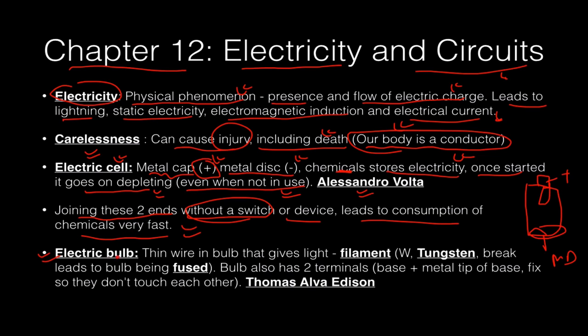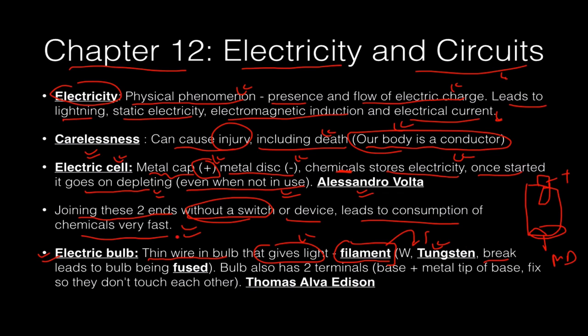Now electric bulb. The thin wire in the bulb that gives light is called a filament. पहले होते थे बल्ब, अब तो आपके ज़माने में नहीं होते होंगे. Now this filament is made up of W, which is called tungsten. W is the chemical symbol, periodic table में. Tungsten has the highest melting point. Since tungsten has the highest melting point, it becomes extremely difficult for it to melt, and that is why it is used as a filament.